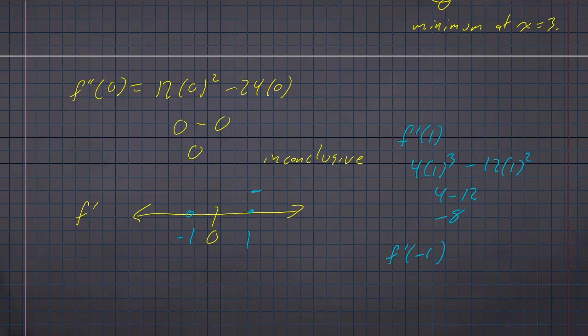If I test -1, I have 4 times -1 cubed minus 12 times -1 squared, which is -4 minus, well, -1 squared is +1, which doesn't do anything when you multiply. Right, so in this case, we get the point of inflection, which is not an extrema.